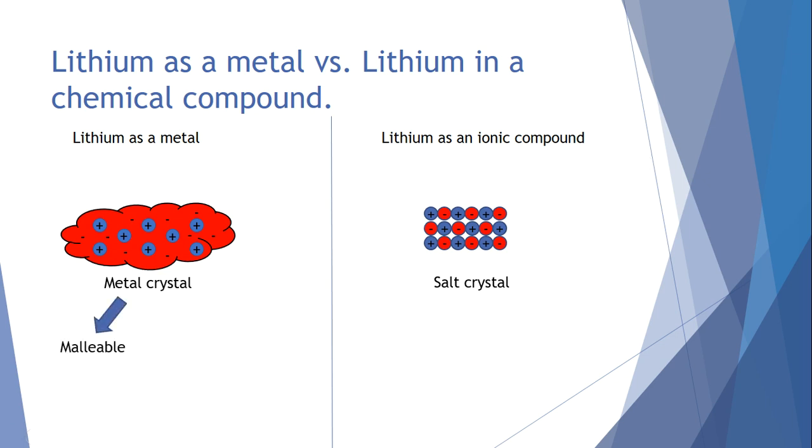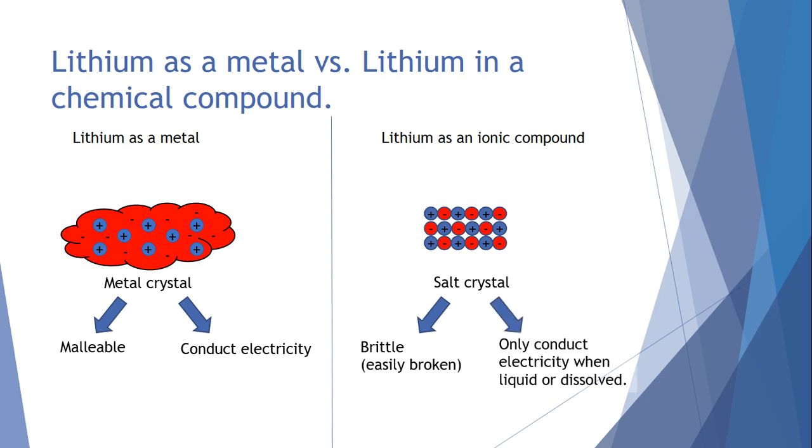This gives the metal its malleable property, that it can be bent. If we compare it to crystals, you remember that ionic compounds and their crystals, they are brittle and easily broken. So there's a difference there. Lithium as a metal conducts electricity all the time. As a salt, it only conducts electricity when it's liquid or dissolved.